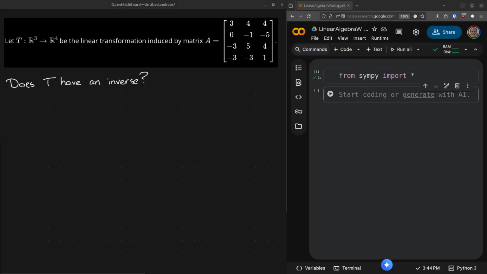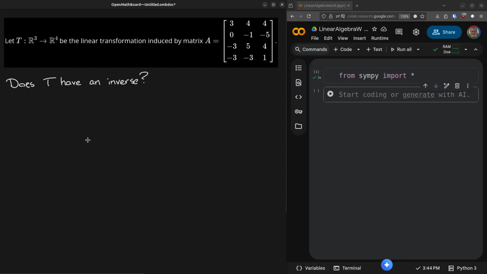So let's take a look at an example. We have a transformation T from R3 to R4. It's the linear transformation induced by this matrix. We want to know if T has an inverse, if T is an invertible transformation.